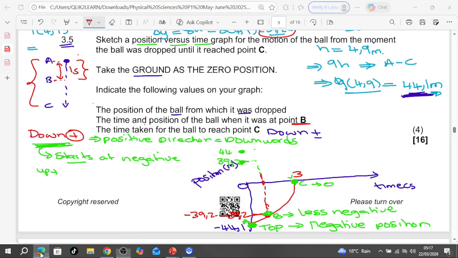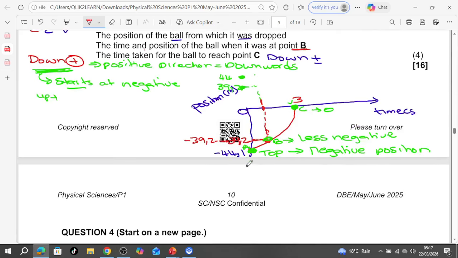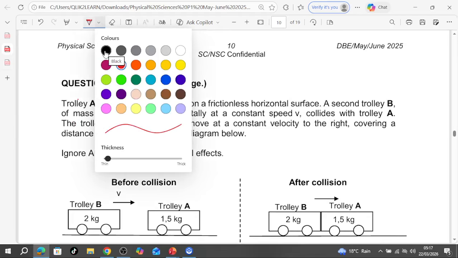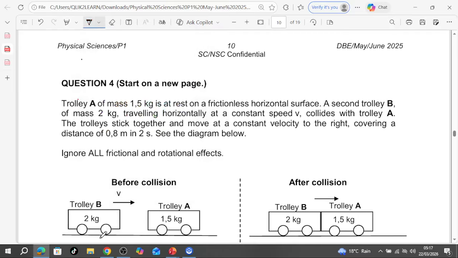Okay, so now let's work on the next question. We need to continue working on the question paper. Let's see what we can do from question 4.